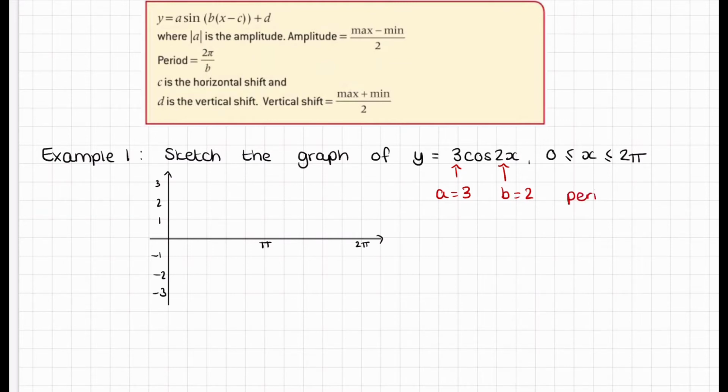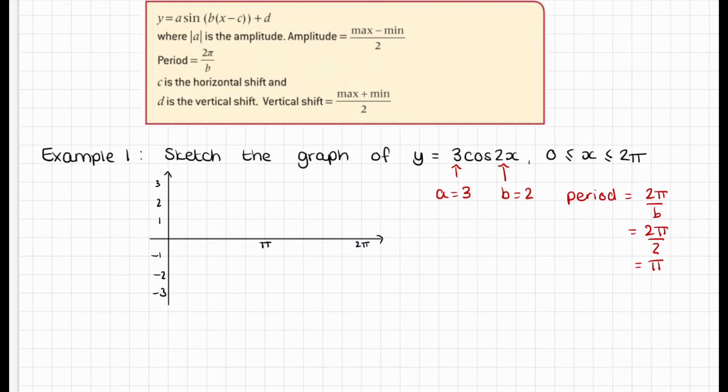So the period equals 2 pi on b, which would be 2 pi on 2. So our period is pi. So it's going to take pi to do one full cycle. Now we don't have any shifts because there's no values added or subtracted. So it's a cosine graph, which means we are going to start on our y-axis, at the y-intercept.